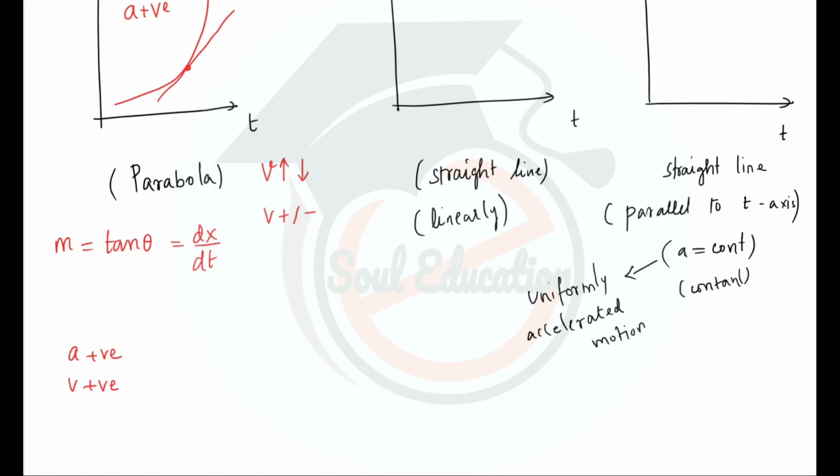One more concept: acceleration is positive and my velocity is positive. If we represent it diagrammatically, with motion in this direction, velocity will be in this direction, which is the positive x direction. Acceleration is also in the positive x direction. Correct? So this is an accelerated motion. If both are in the positive direction, this is an accelerated motion.